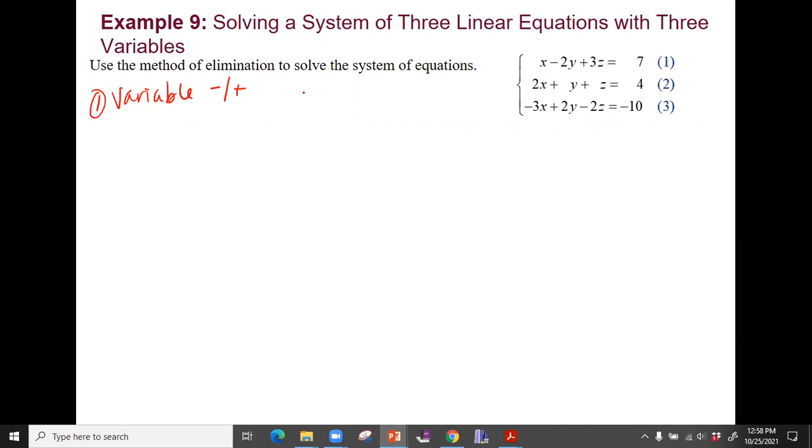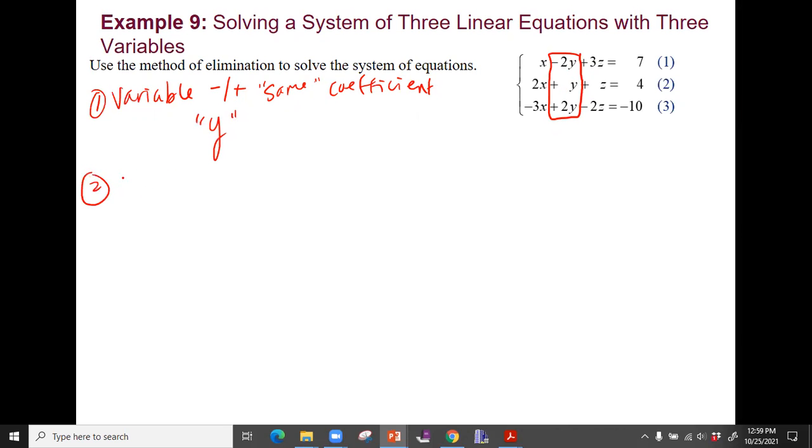Cool, awesome. Next thing you want to look for is, is there one with already the same coefficient? So you're looking for the same coefficient. So opposite, but the same. So in this case, it looks like y would be our prime suspect. Do we see that? Okay, y has 2 that are the same, and it has a negative and a positive to work with. Do we see that? All right, so the variable that we're going to eliminate is y.